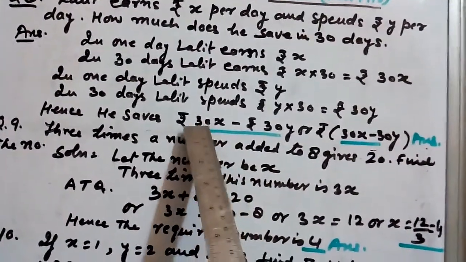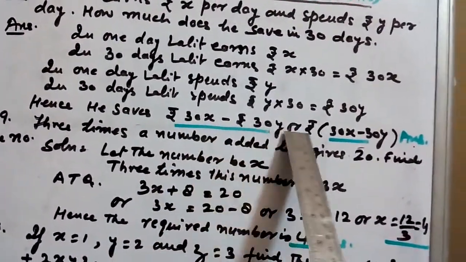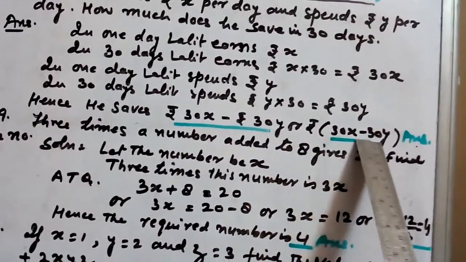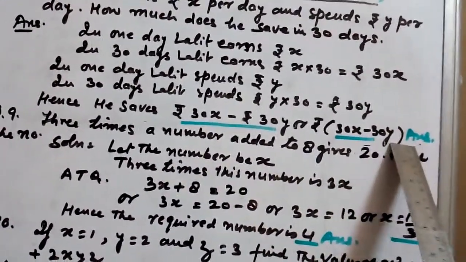So his saving is rupees 30x minus rupees 30y, which is equal to rupees (30x minus 30y). This is the answer for this question.